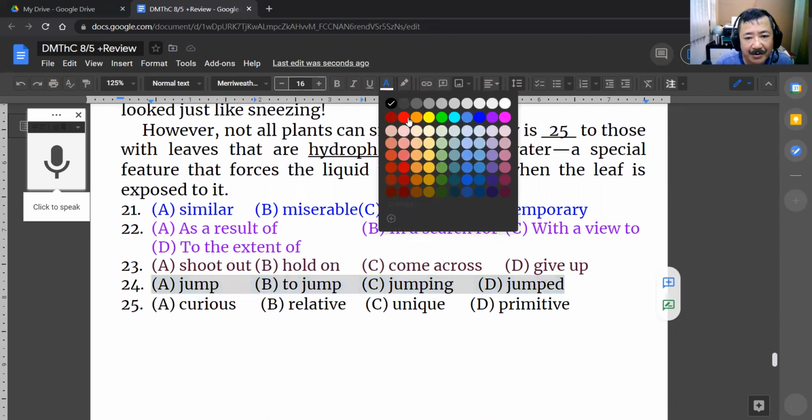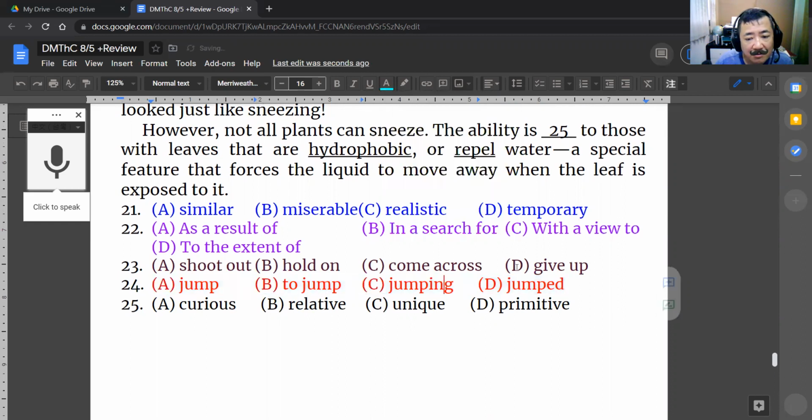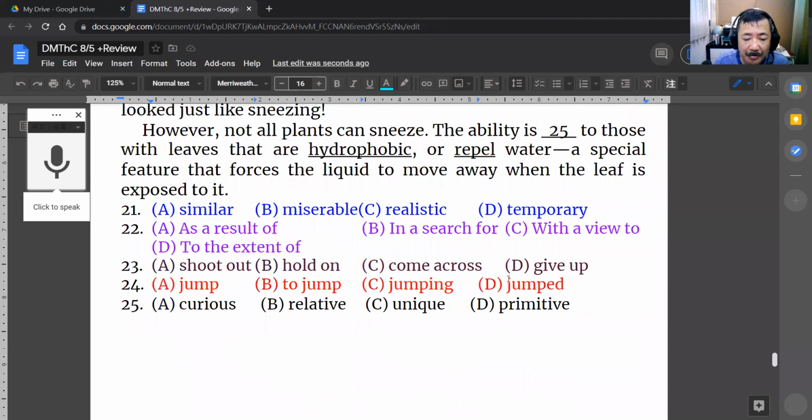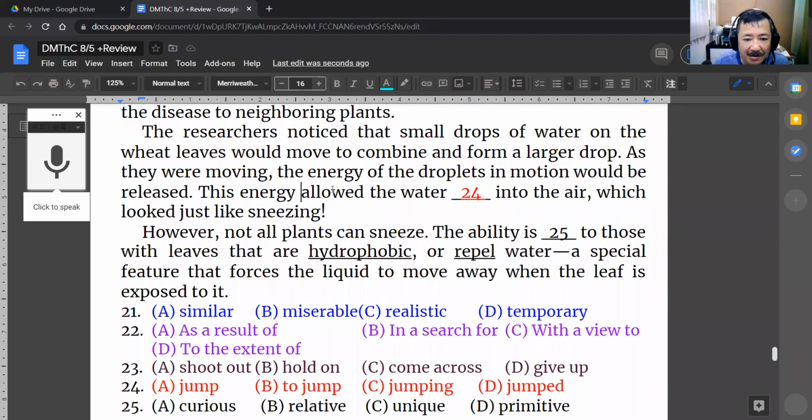Well, this is not a vocabulary issue. It's a grammar issue. This energy allowed the water something into the air. You have to know what 句型 is for allow something. So what's the 句型 like? Oh, my mother allowed me, and then go out. Is it to go out? Is it go out? Is it going out? Or went out? Which one, right? So you have to know which one.